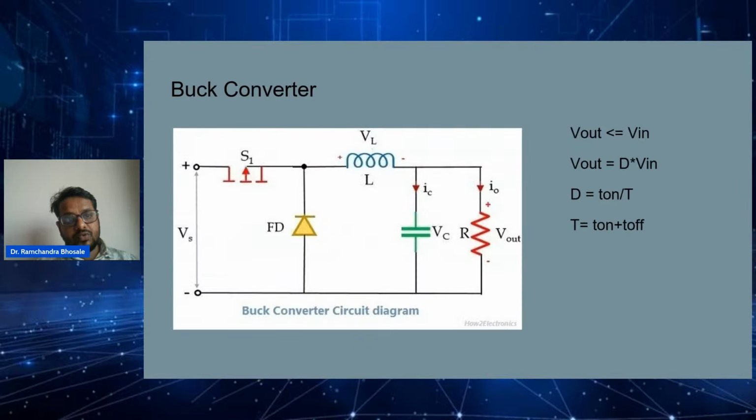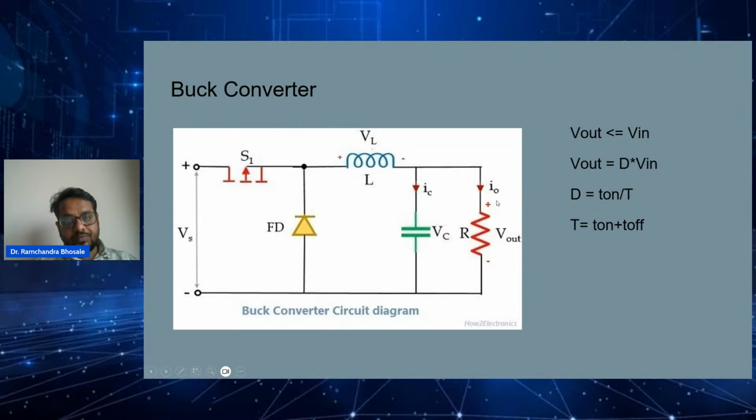So we will go through some basic circuitry, like the buck converter. In the buck converter, this is the input voltage Vs, and this is the output voltage. This R is emulating the load. Okay, this S1 is the switch, and this is the diode. This is the LC filter.